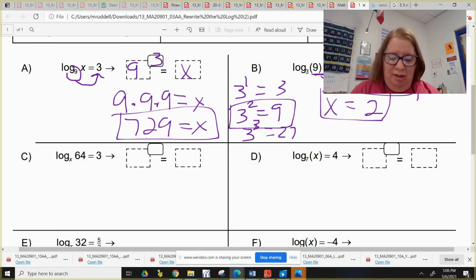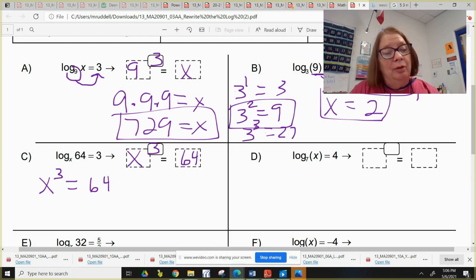Hopefully you paused the video and now you're back, and let's see how you did. This base is x, this exponent is 3, and this argument or number is 64. So my equation I have here now is x to the third equals 64. I can either look at my powers chart, or I can take the cube root.